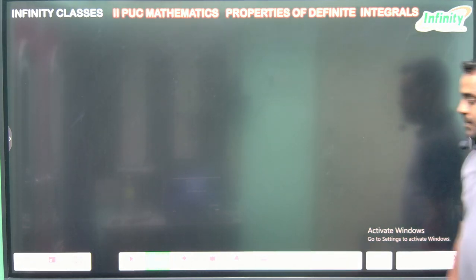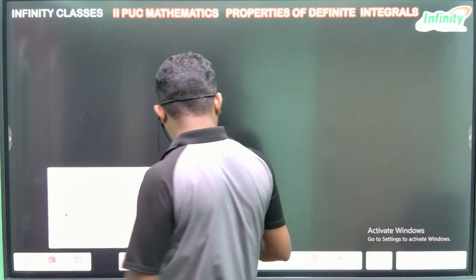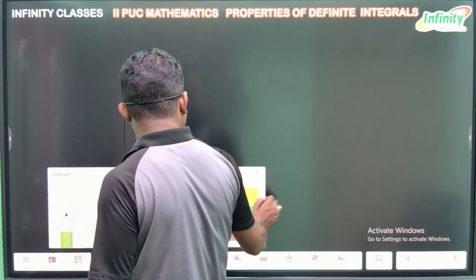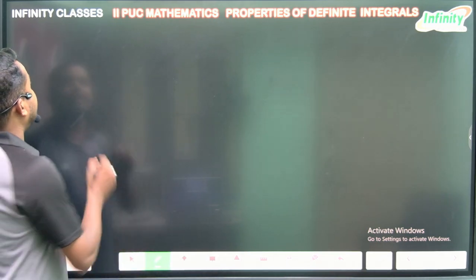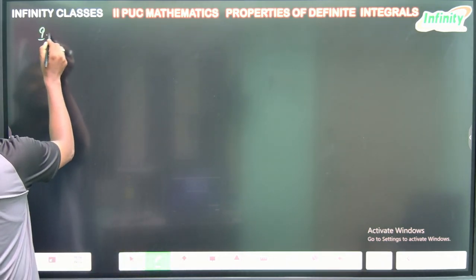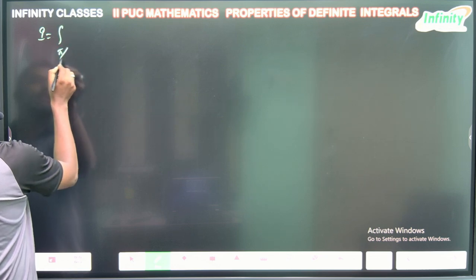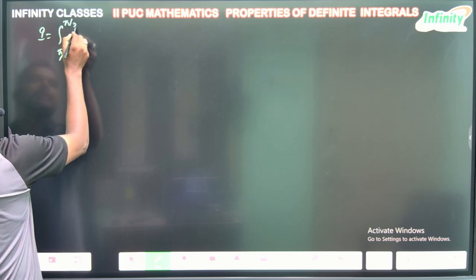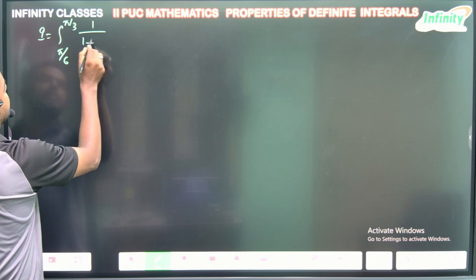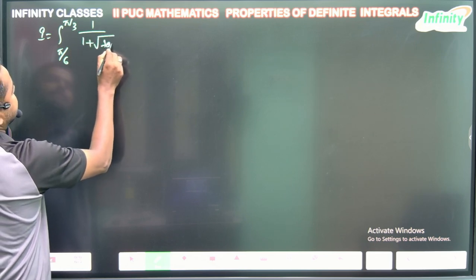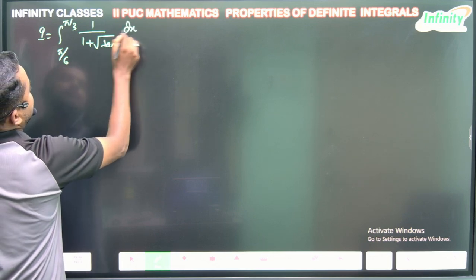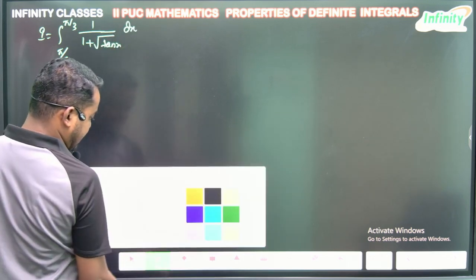The next is the problem part. So moving to the problem part. So what is the problem here? The first one is, we will take I is equal to integration of pi by 6 to pi by 3 of 1 by 1 plus root tan x dx.